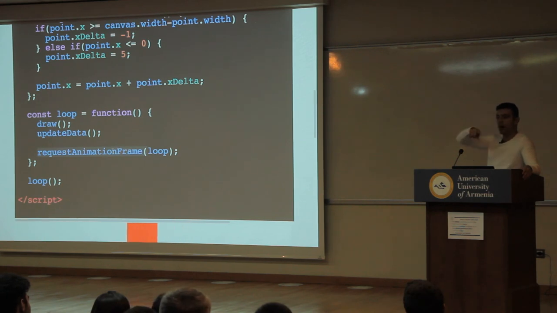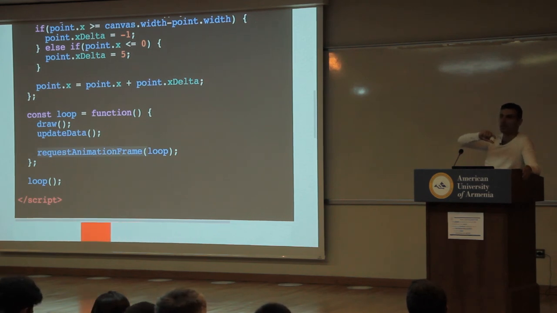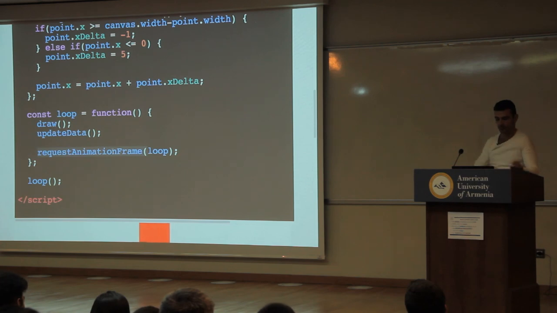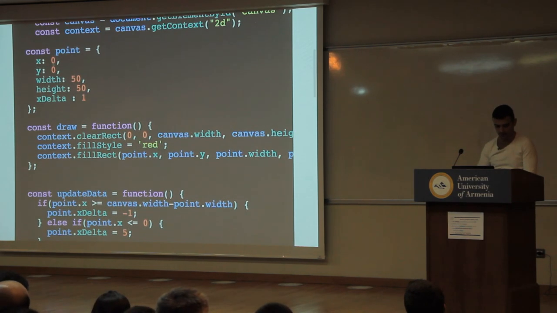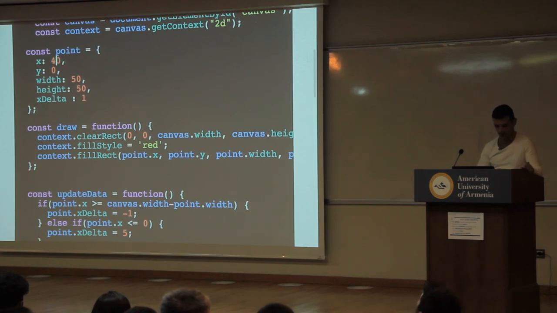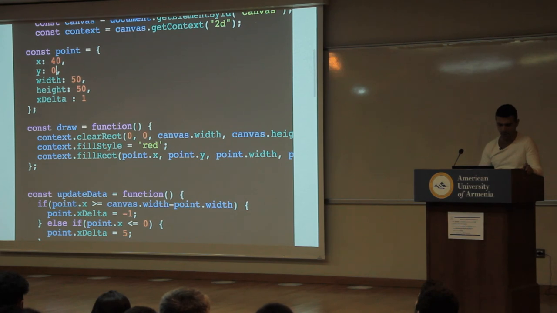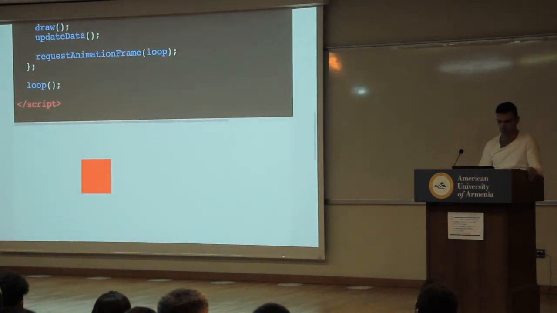Now, I got one for you. I want this box, I'm just very excited, to begin not from the top, but slightly down. So I want it to begin here. So instead of 0, let's have it begin at 40. And you know what? Have the y be 50. Good, so it starts randomly in this area.